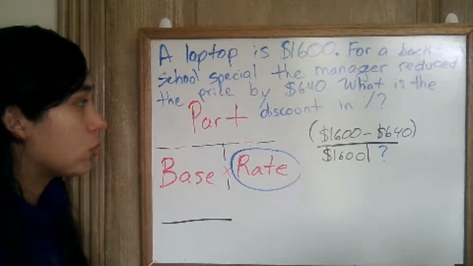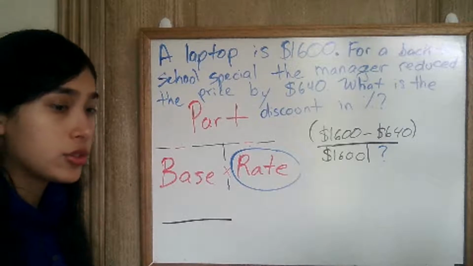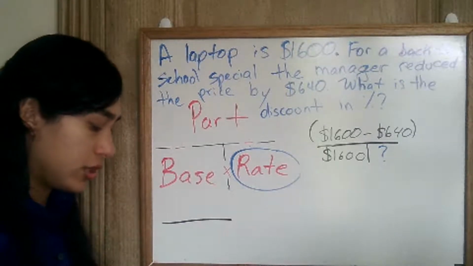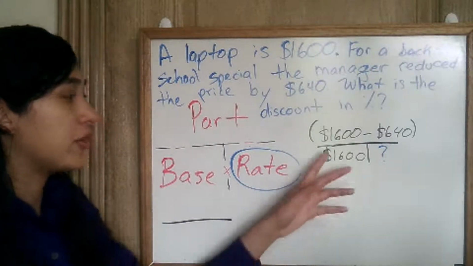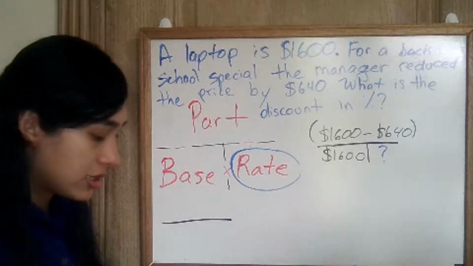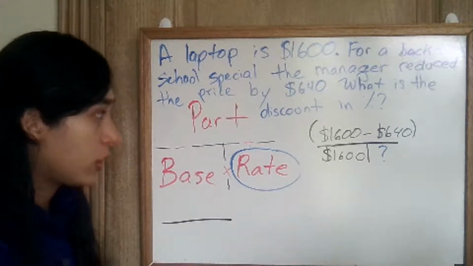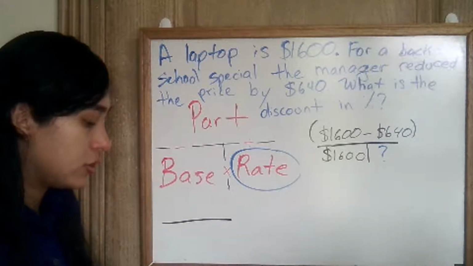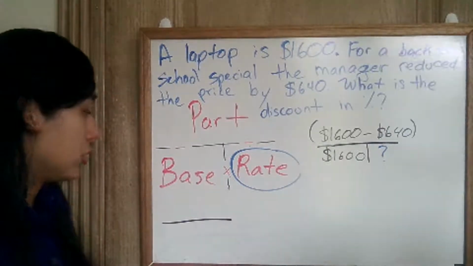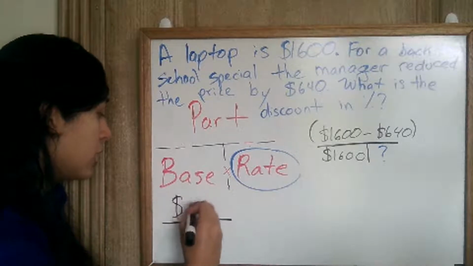And always remember, you're welcome to use a calculator if you wish. If you can use it on the exam, no problem in using it. If you'd rather not get bogged down on having to write things down, we can just go ahead and type it in. So if we go ahead and type in 1600 minus 640, we get $960. So that's the new price, $960.